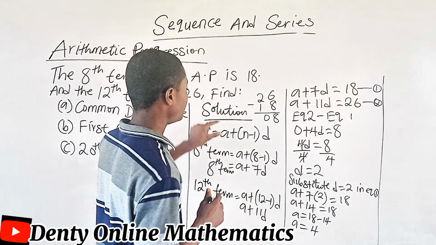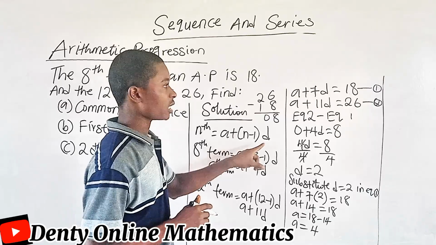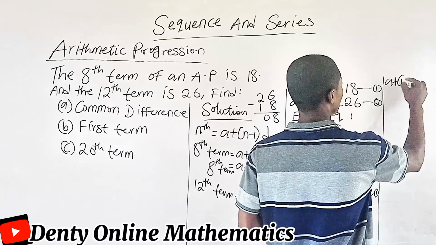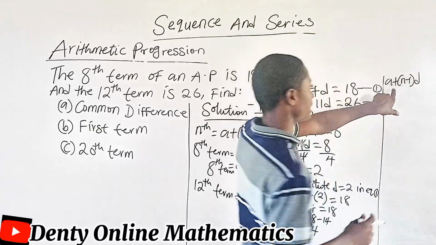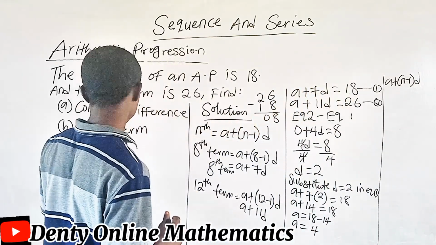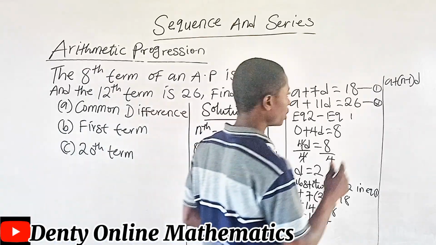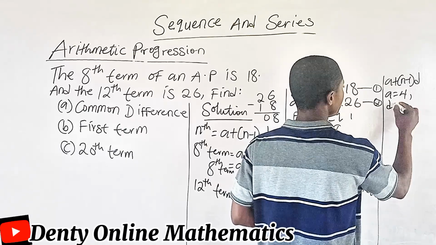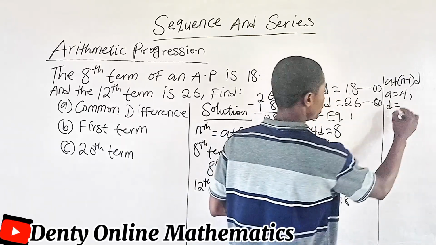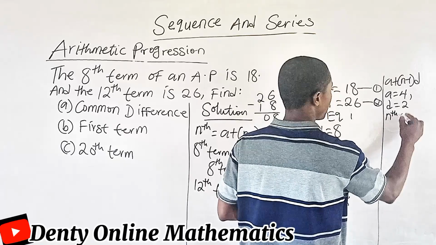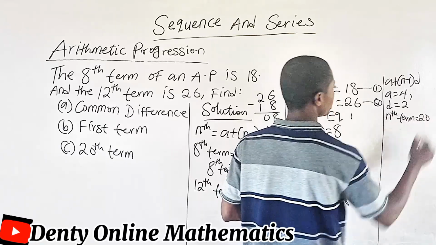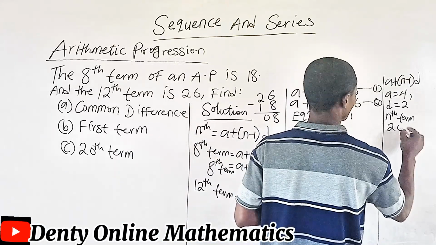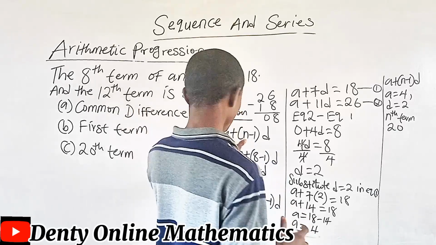Now you need to note something. I said earlier that the nth term is known to be A plus (n minus 1) D. That's the nth term. So if we are looking for the 20th term, it means we are going to substitute. We know that our A is equal to 4. We also know that our D is equal to 2. And we know that our n is equal to 20, because now we are looking for the 20th term. So we can substitute all of this into this formula here.